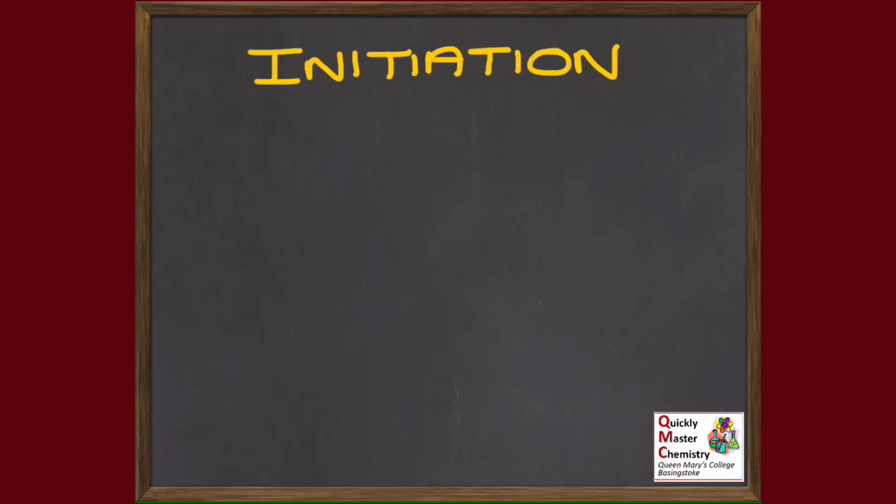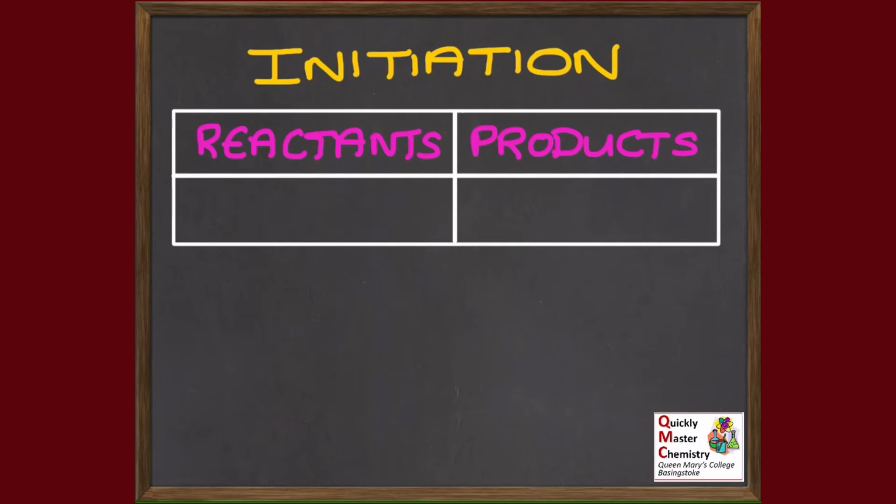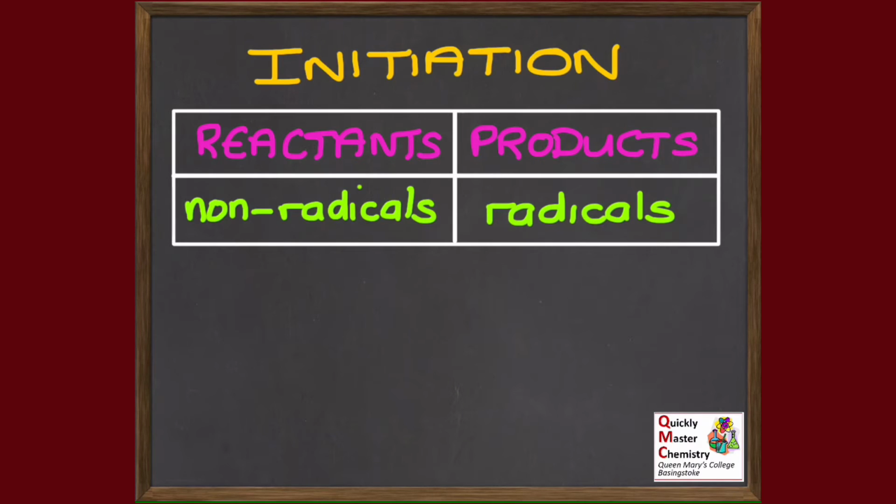They're called initiation, propagation, and termination, and we'll look at each one of those in turn. Initiation, first of all, and to understand what we mean by initiation, we can compare the reactants and the products. The key feature here is that for an initiation step in a radical reaction, the reactants won't include any radicals, whereas the products definitely will.